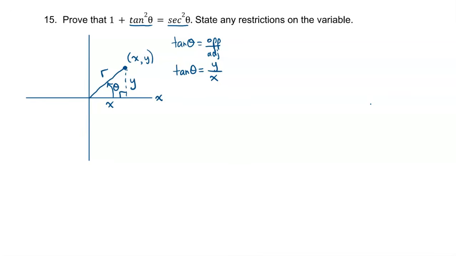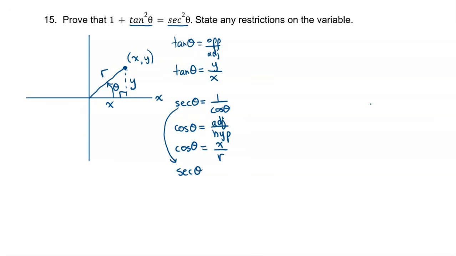Secant, though, is a reciprocal identity. So secant is the same thing as 1 over cos. And SOHCAHTOA tells us that cosine is equal to the adjacent over the hypotenuse. The adjacent side is x and the hypotenuse is r, so cosine of an angle is x over r. Now if secant is the reciprocal of that, that means that secant of an angle has to be r over x. So these are the definitions that we need to do this proof with. So let's go ahead and do that.